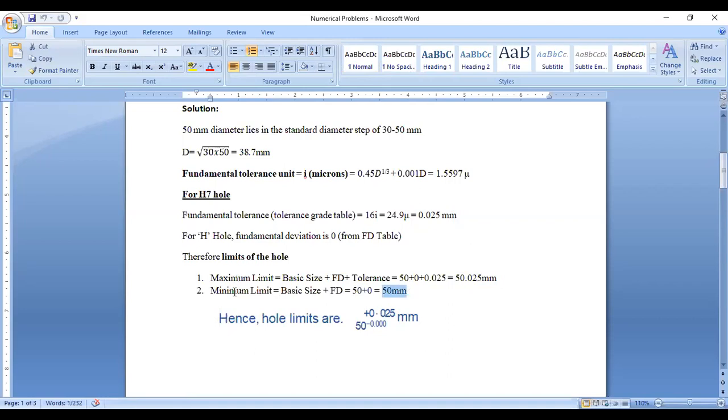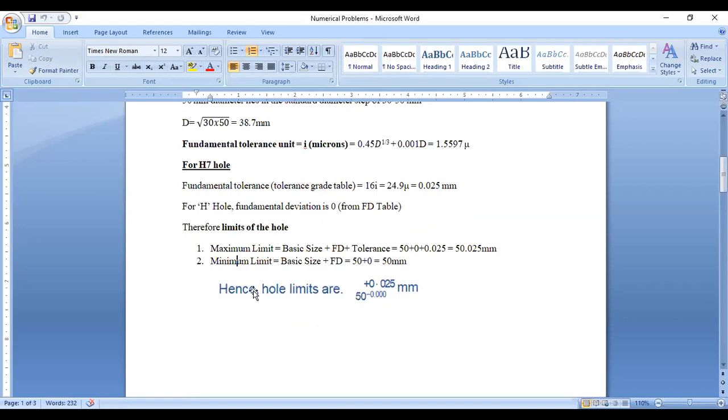So the maximum limit and minimum limit you have calculated. This is how usually you denote the tolerance. You know how to write this: 50, one limit is 0.00 or 50 itself, plus 0.025, that is the other limit.